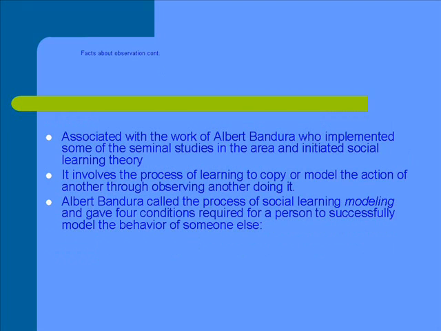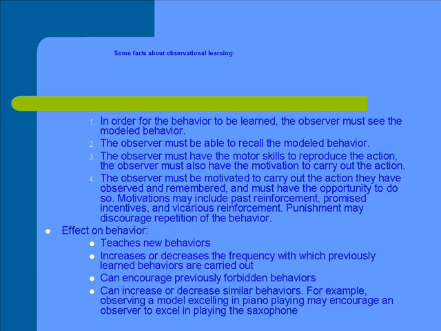Observational learning is associated with the work of Albert Bandura, who implemented some of the seminal studies in the area and initiated social learning theory. He called this process modeling and provided 4 conditions required for someone to successfully model the behavior of someone else. In order for the behavior to be learned, the observer must see and be able to recall the modeled behavior. They must also have the motor skills in order to reproduce and the motivation to carry out the action.